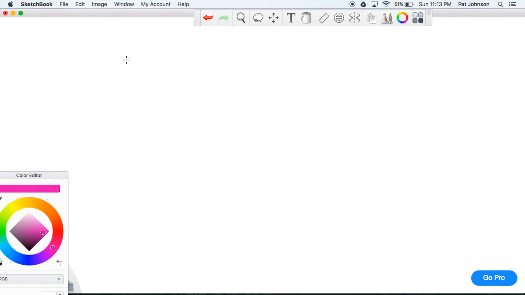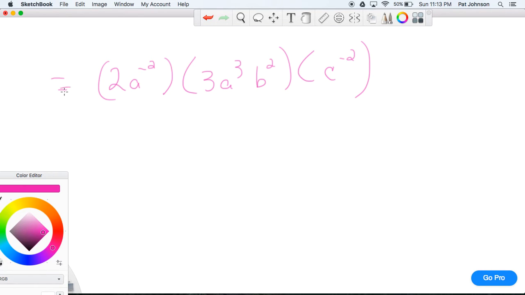So let's look at example 1. It says 2a to the negative 2, parentheses multiplication, 3a cubed b squared times c to the negative 2. It doesn't matter how we do it. It's like a puzzle as long as we use the correct properties. So here they're going to change this to say 2 times 1 over a squared, and then we're going to leave this as 3a cubed b squared, there's no negatives, times 1 over c squared. So I got rid of the negative exponents.